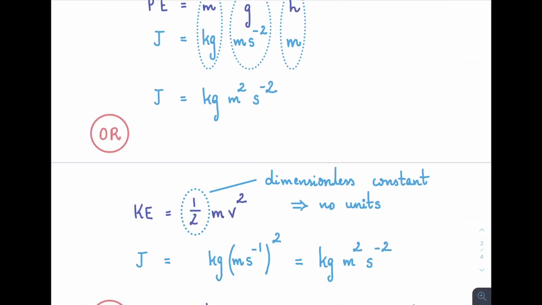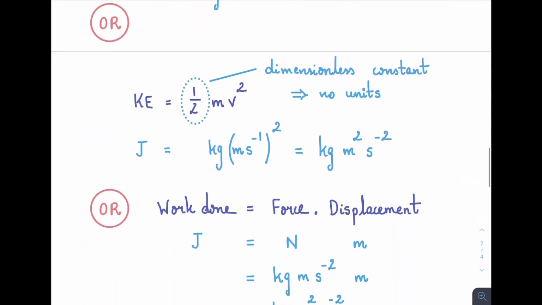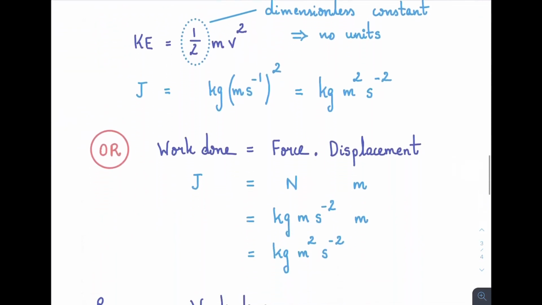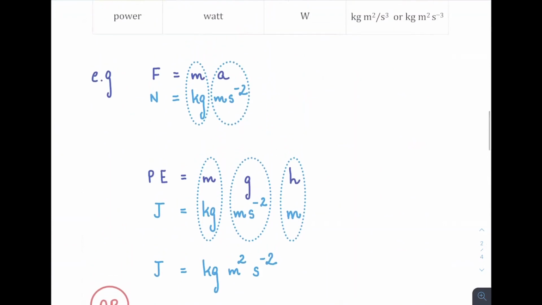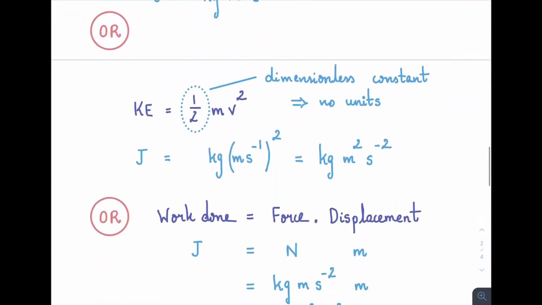A third approach would be to think of work done, defined as the product of force and displacement. If we start from this result, then we get force, newtons, and meters for the displacement. But as we saw earlier on, the Newton is equivalent to kilogram meter per second squared. So we can substitute that in here.